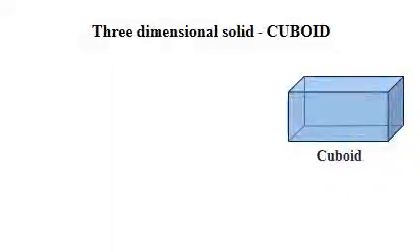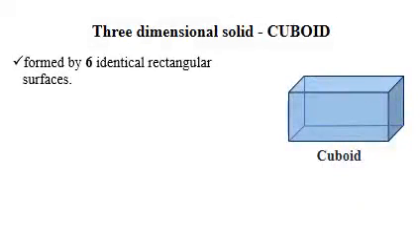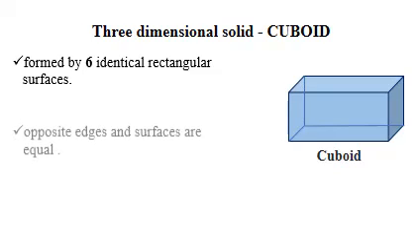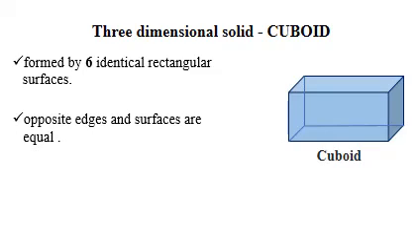The third three-dimensional solid is a cuboid. A cuboid is formed by 6 identical rectangular surfaces. Identical means similar. Therefore, a cuboid is formed by 6 similar rectangular surfaces. Please recall a rectangular shape in your mind. All the sides of a rectangle which are opposite to each other are equal in length. Therefore, the opposite edges and the surfaces in a cuboid are equal. Edge means the outer boundary.